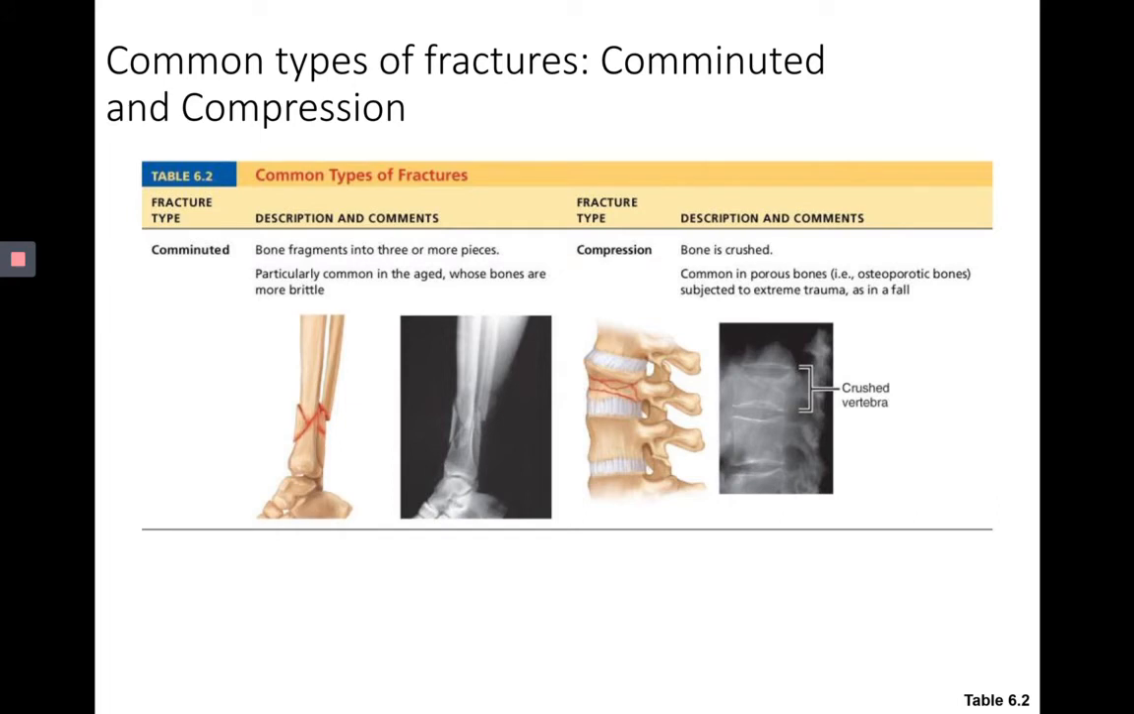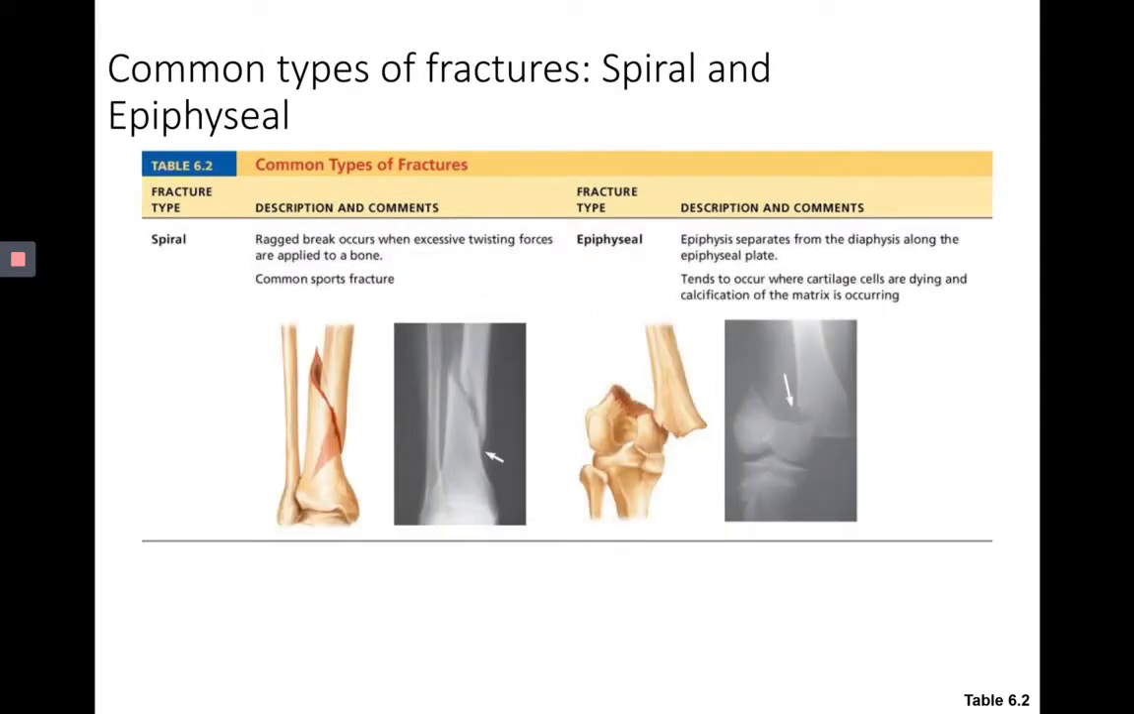Here are some other ways to talk about fractures. If we're talking about what they look like, we could talk about a comminuted fracture. This is when a bone fragment is broken into 3 or more pieces. A compression fracture is a crushed bone. A spiral fracture is a transverse fracture that looks like a spiral. An epiphyseal fracture is a fracture along the epiphyseal line.